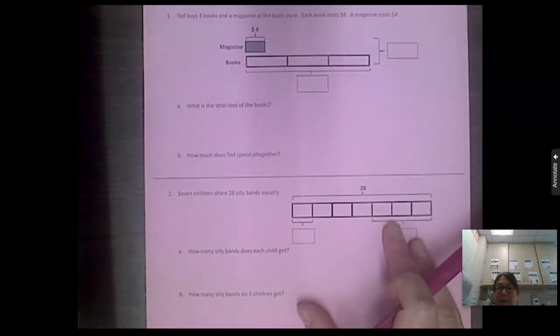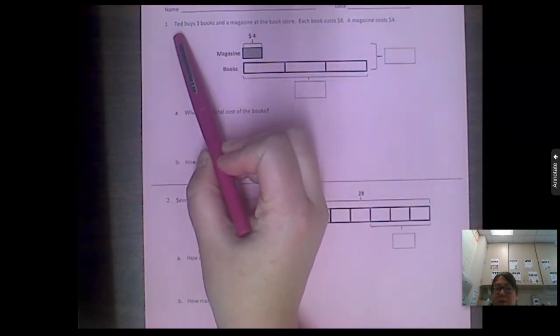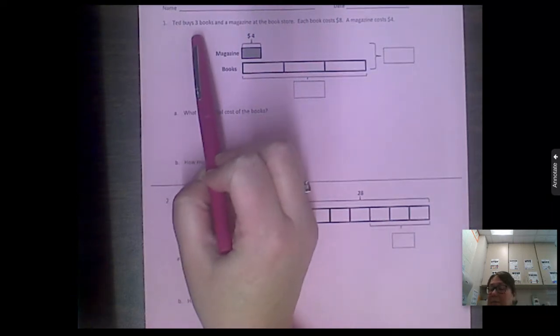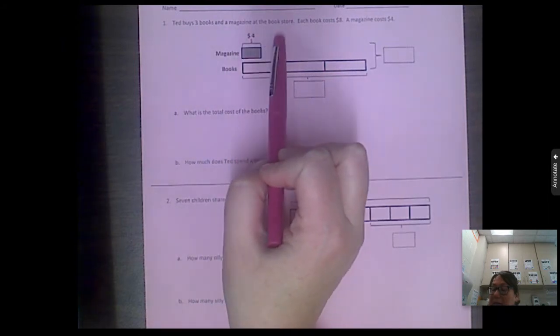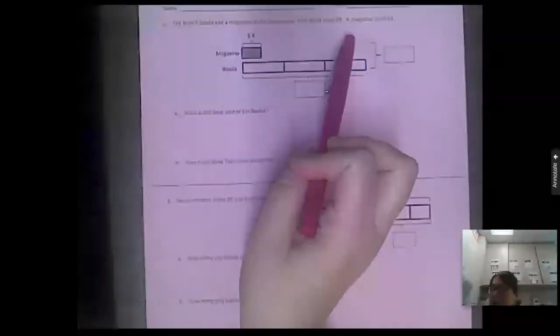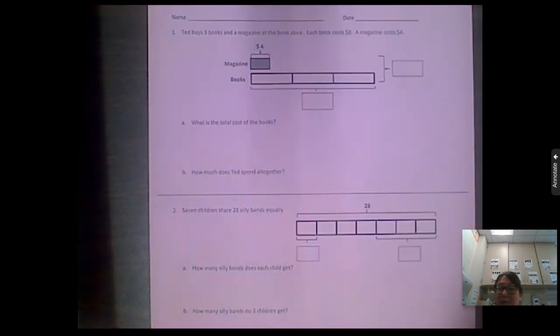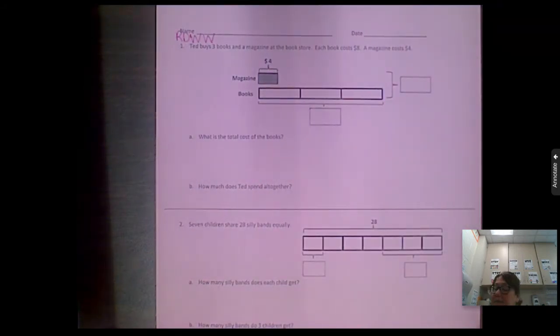Okay, I would like you to read number 1 with me. So if you can put your pencil or your finger on number 1 on Ted and read it with me. Okay, here we go. Ted buys 3 books and a magazine at the bookstore. Each book costs $8. A magazine costs $4. I already see a clue word, but let's start at the beginning of the word problem. Okay, so he buys 3 books and a magazine. Is that important for us to know? And actually, is this RDWW? It sure is. So let's write that up there, or wherever you can squeeze it in. RDWW. Anytime we have a word problem, it's going to be RDWW.